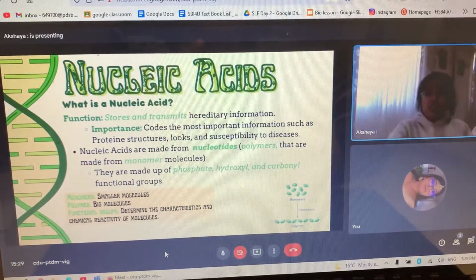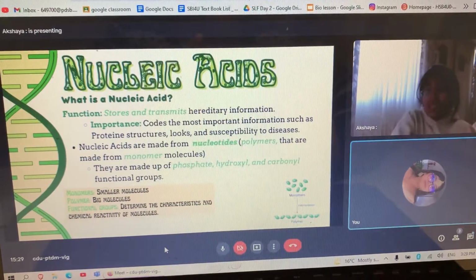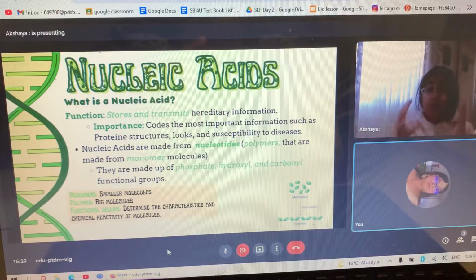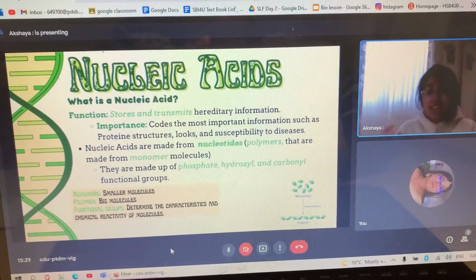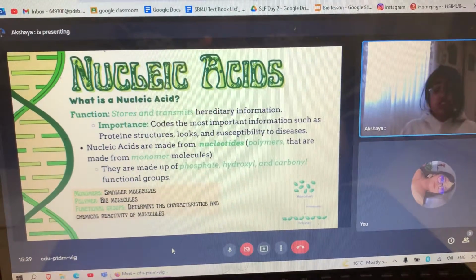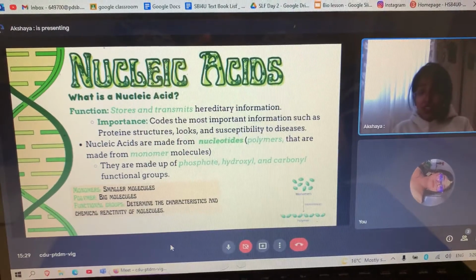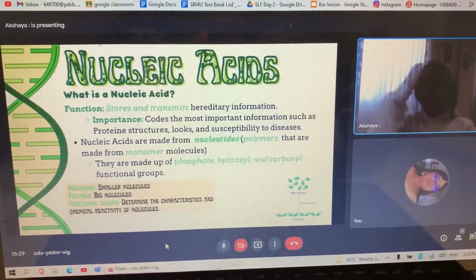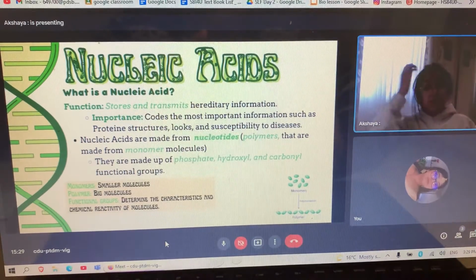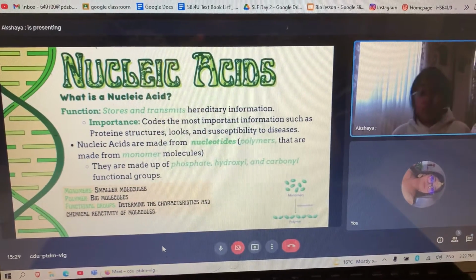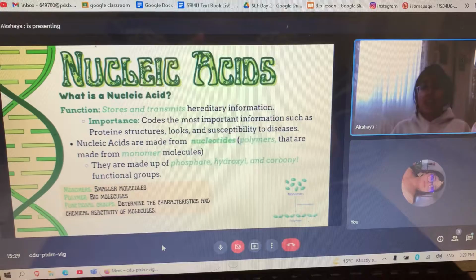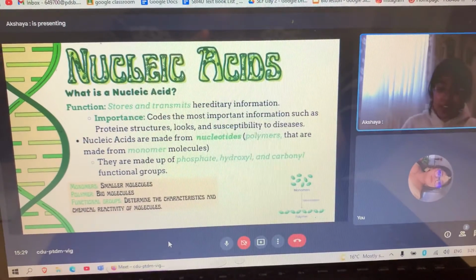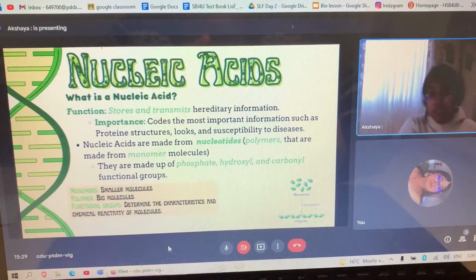So let me cut to the chase and tell you what a nucleic acid really is. A nucleic acid stores and transmits the most important information in our body. It's in charge of coding information for protein structures, our looks, and our susceptibility to diseases. Like I said before, nucleic acids are made up of nucleotides. But what are nucleic acids really composed of? Nucleic acids are composed of phosphate, hydroxyl, and carbonyl functional groups.